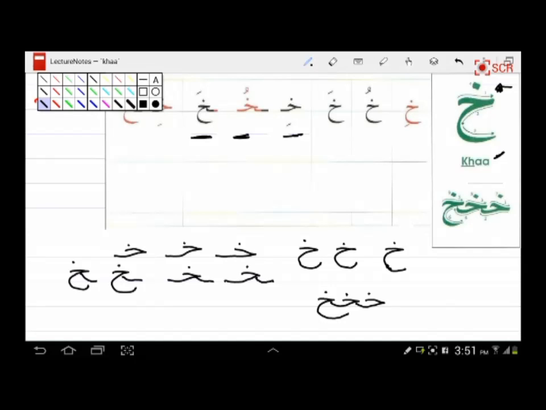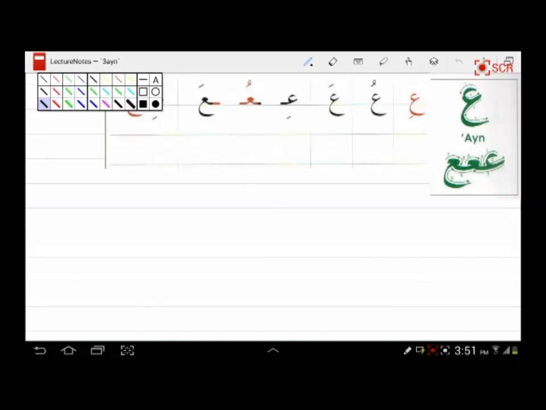And that's for the ha. Couple is very similar. Again, ayn and ghayn. But this one is ayn. This one, ayn. Okay. This is the main form of the ayn. Initial, middle, and final.